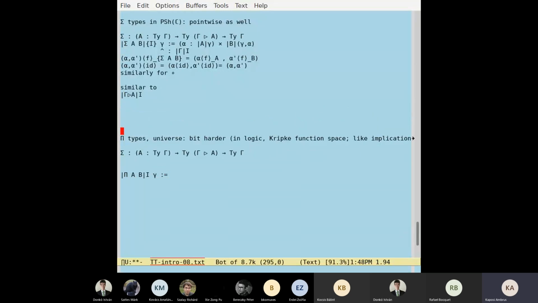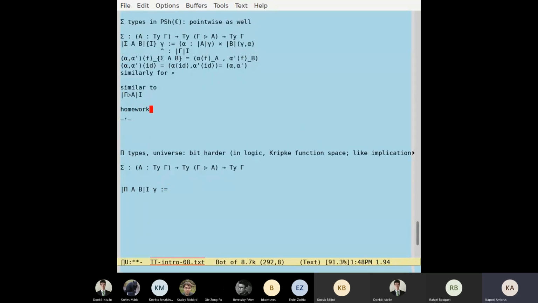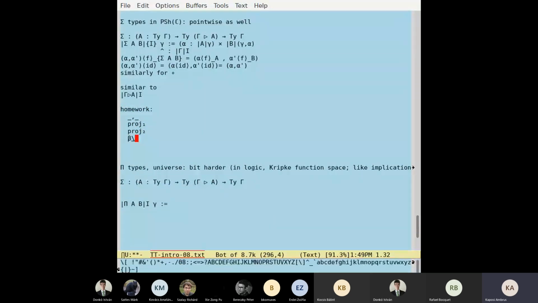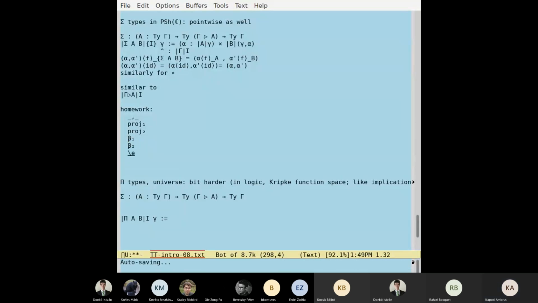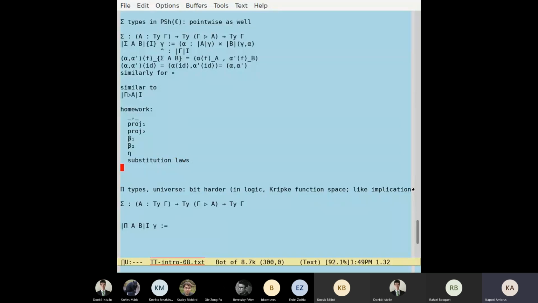Okay, sorry, for sigma types you also need to define the comma operation. So homework: you need to define the comma operation and the first projection and second projection, and you have two beta laws and one eta law. And also the substitution laws, right? So these need to be proven. We haven't looked at these, but these are simple.